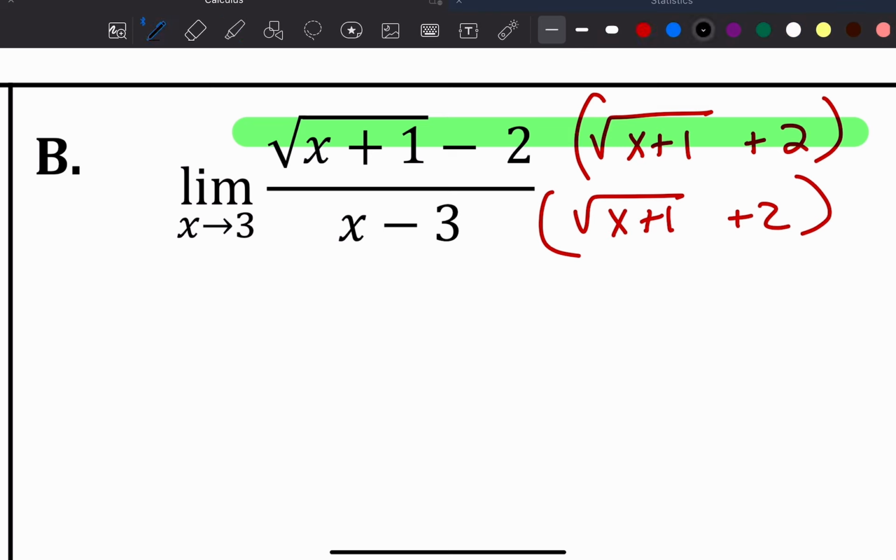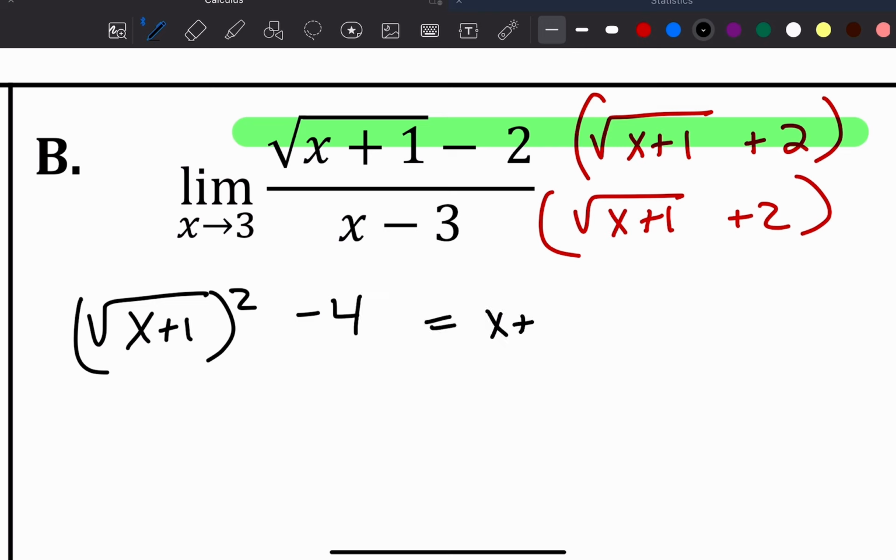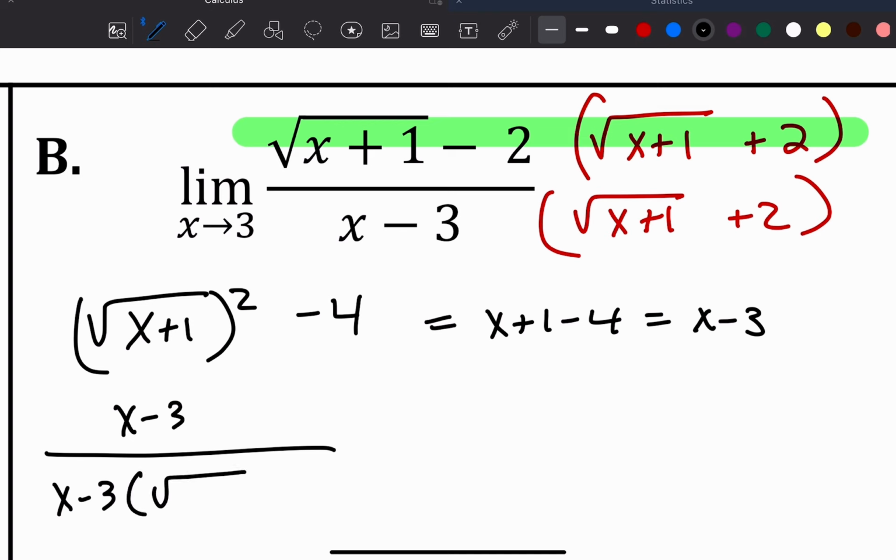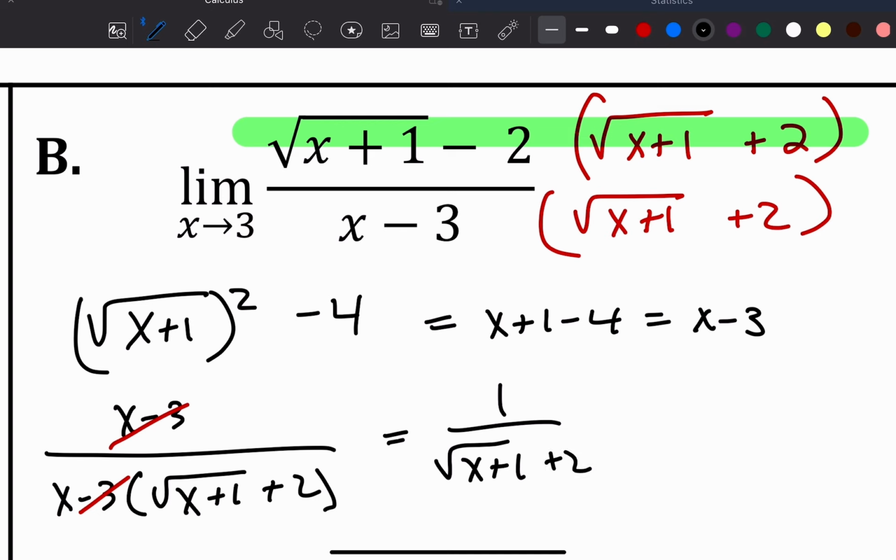So by foiling this, I get the square root of x plus 1 squared minus 4. This simplifies to x plus 1 minus 4, which is x minus 3. So I have x minus 3 over x minus 3 times the square root of x plus 1 plus 2. So I know that these cancel out, and I am left with 1 over the square root of x plus 1 plus 2 as the limit as x approaches 3. So this is 1 over the square root of 4 plus 2, which is 1/4.